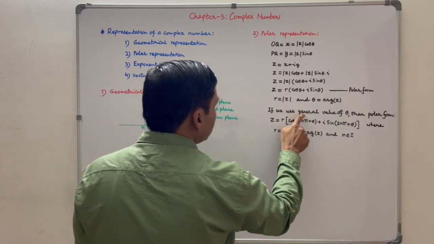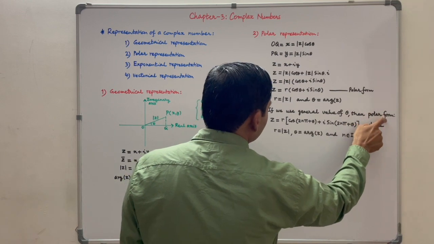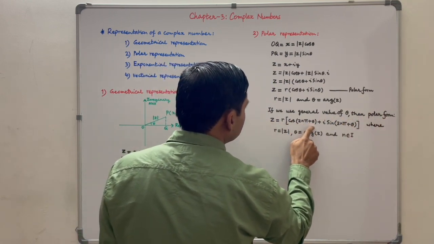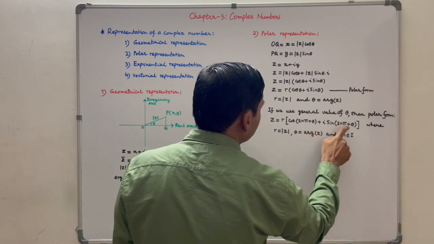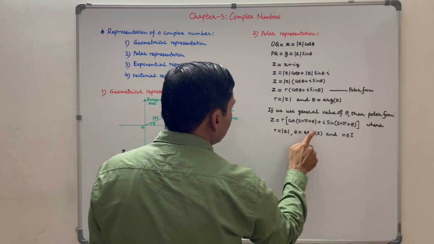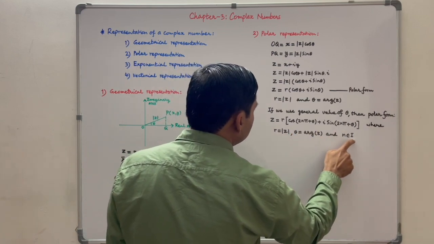If we use the general value of θ, then the polar form can be written as z = r[cos(2nπ + θ) + i sin(2nπ + θ)], where r = |z|, θ is the argument of z and n is an integer.